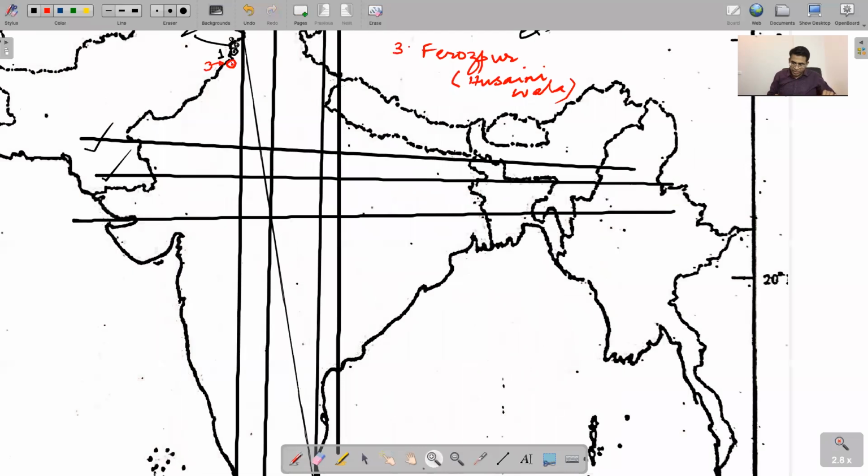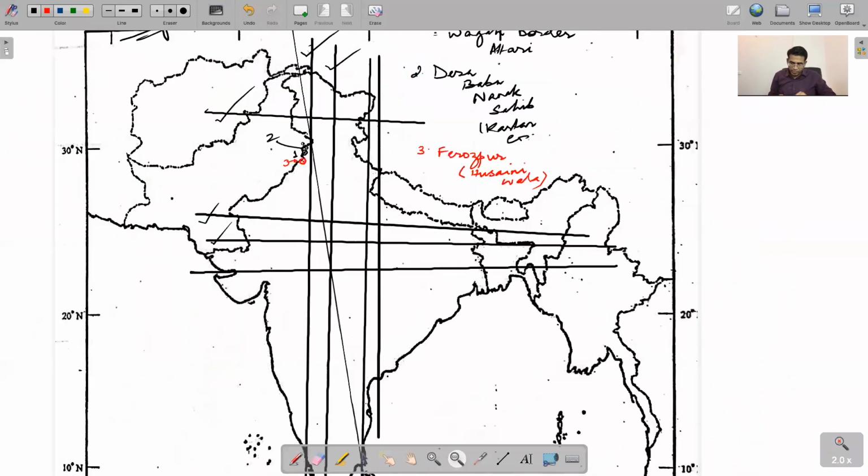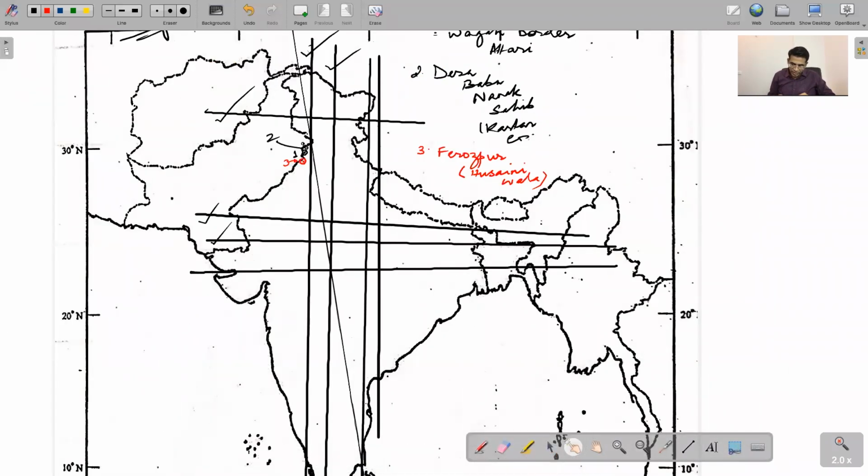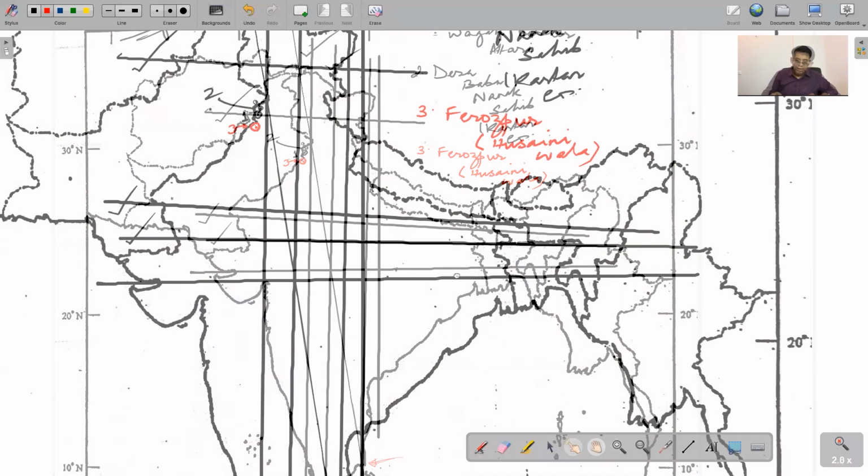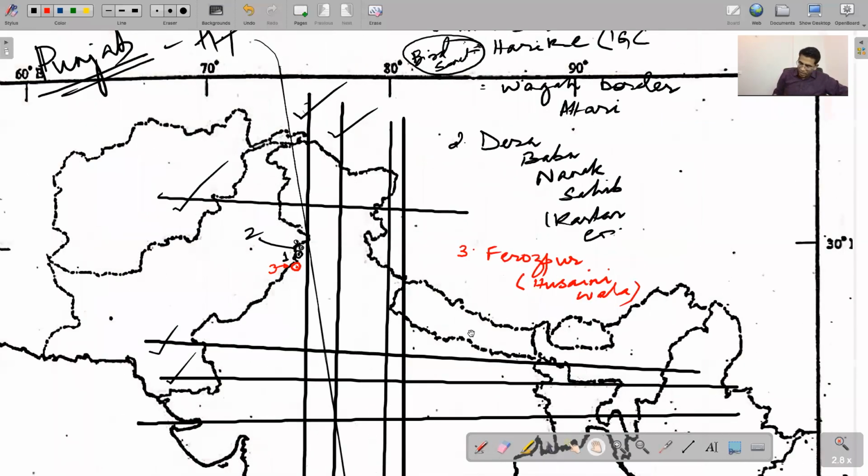You have to join this line. This is joining Point Calimere. Somewhere here is Point Calimere. And somewhere here, this is Pathankot. Pathankot here and Point Calimere here. So join this line. Now come back here. From Amritsar, move eastwards on this Point Calimere Pathankot line.